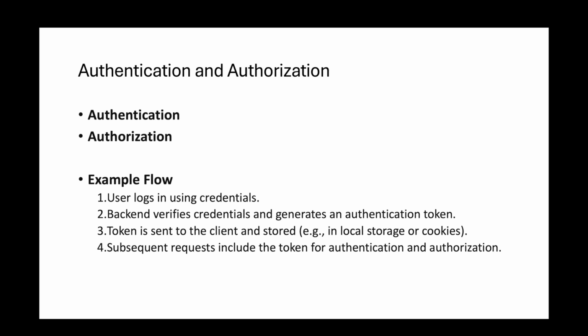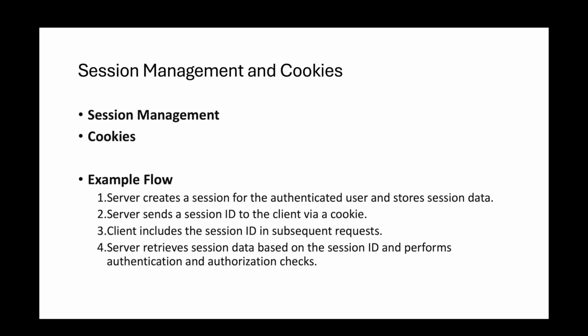Example flow. User logs in using credentials. Backend verifies credentials and generates an authentication token. Token is sent to the client and stored, for example, in local storage or cookies. Subsequent requests include the token for authentication and authorization. Session management and cookies.